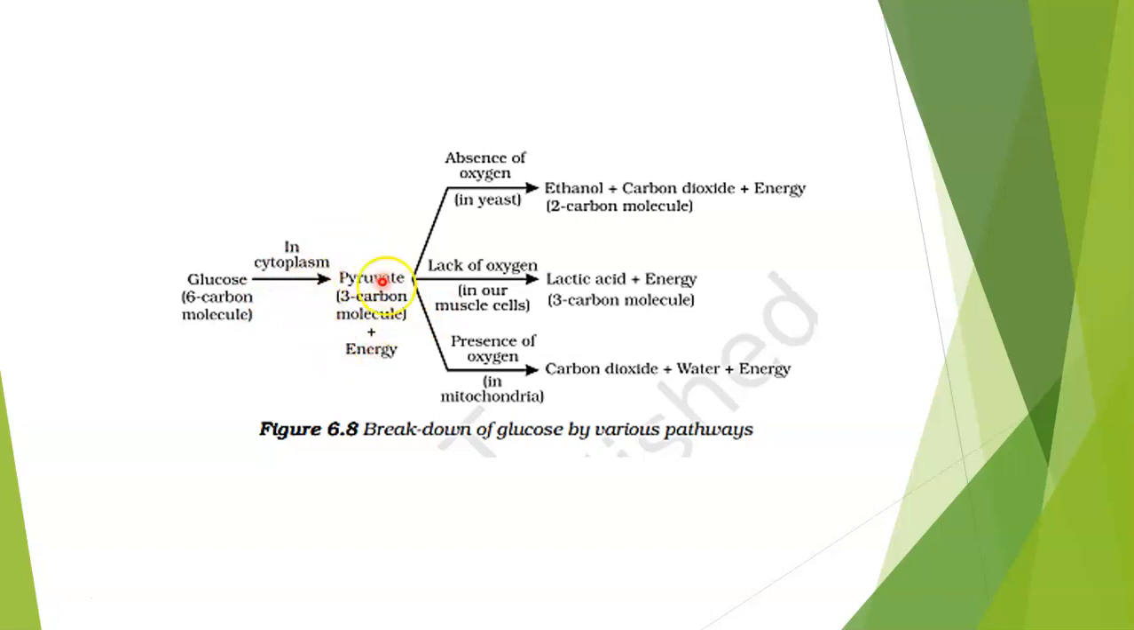Right? Now from this pyruvate, it will have different pathways for the further metabolism. And this further process depends on whether there is an absence of oxygen, like in case of yeast, or there is lack of oxygen in case of muscle cells, or presence of oxygen in case of mitochondria. Okay, so first we'll discuss the absence of oxygen.